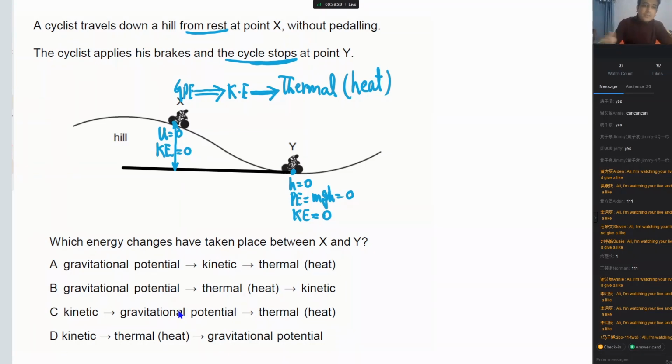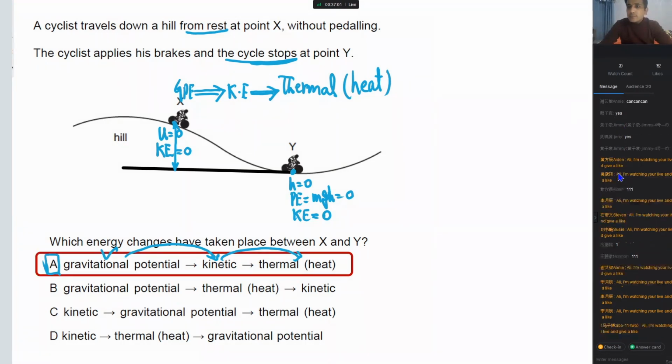You will simply say in this case, the answer has to be A: GPE converted into KE, then KE converted into thermal. So the answer for this one is A. So A is the answer. Okay, let's move on to the next one.